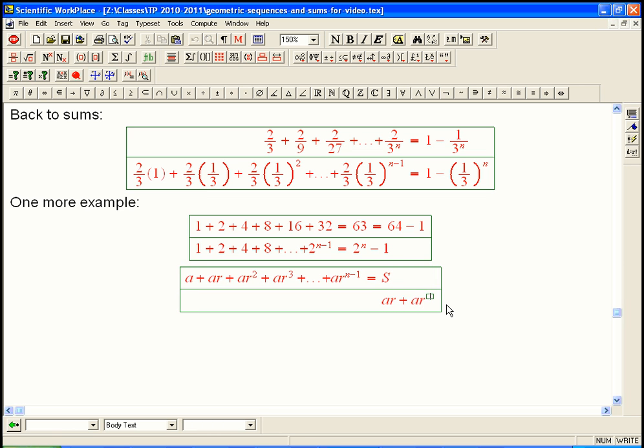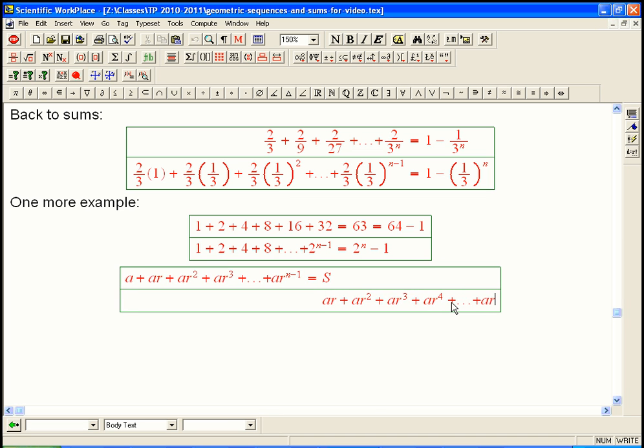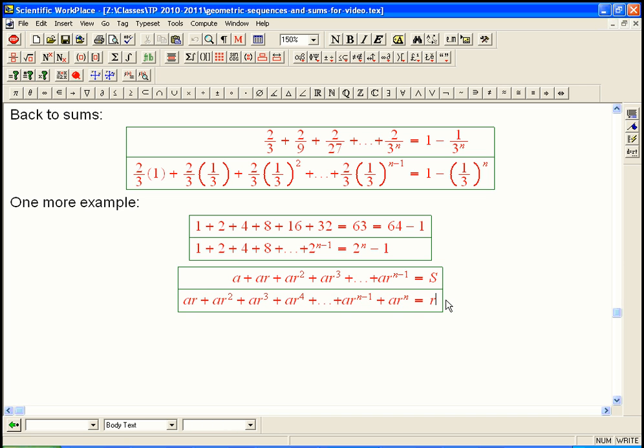ar plus ar squared plus ar cubed plus, what I'm doing is I'm taking all these guys and multiplying them by r. A times r, ar times r is ar squared. Hey, that's funny. That's already showing up in the original. Well, we'll use that in a minute. ar squared times r is ar cubed plus ar to the fourth plus dot dot dot. Plus, and then it's going to end with ar to the n minus 2 hiding in here, so I'm going to put that in. When you multiply that by r, you're going to get ar to the n minus 1. And then it's going to end up with an ar to the n, because this guy times r. Now that's equal to r times s.